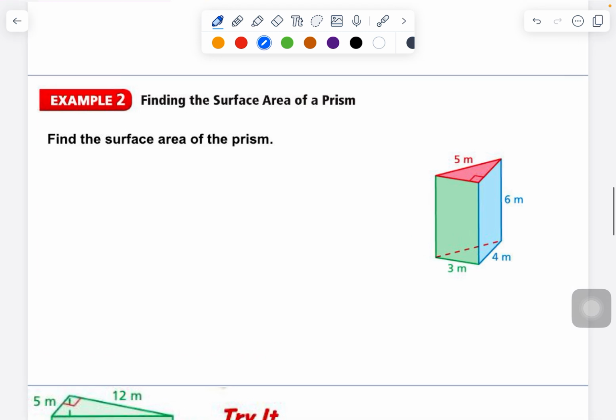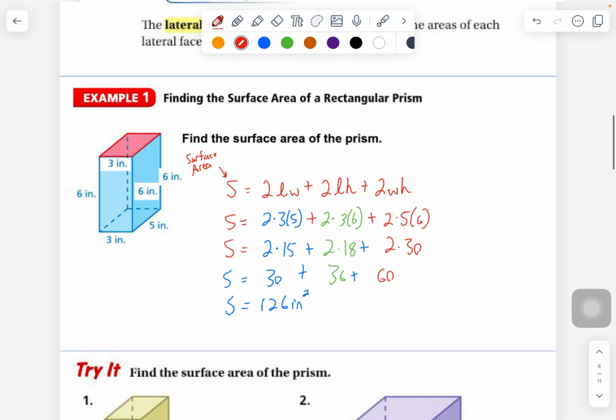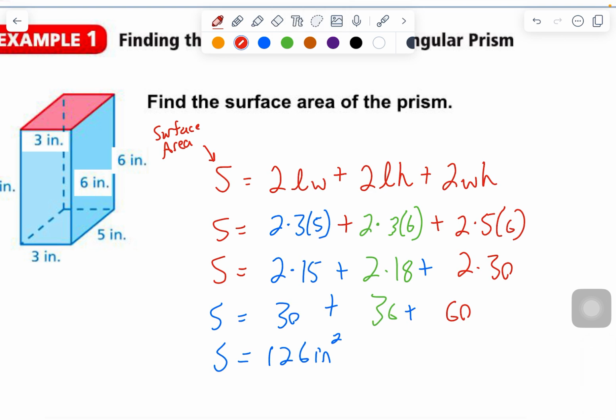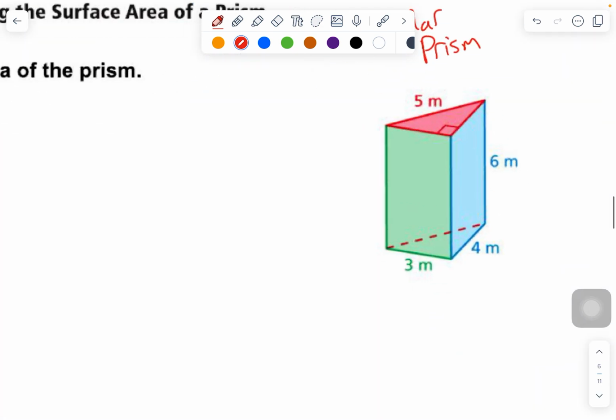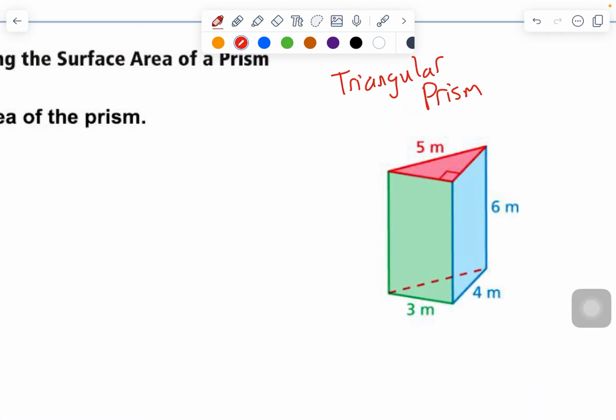Example 2 is going to be a little bit different because we have to do a triangular prism. So let's go ahead and write that. Triangular, pretty phonetic, prism. Okay, and what I like is they've kind of color-coded this one for us. We've got the red bases, we've got the blue side. This is where that formula lets us down, and that's why I don't like this formula, the 2LW, 2LH, 2WH. You just got to know, I just got to find the area of every face and add it all up.